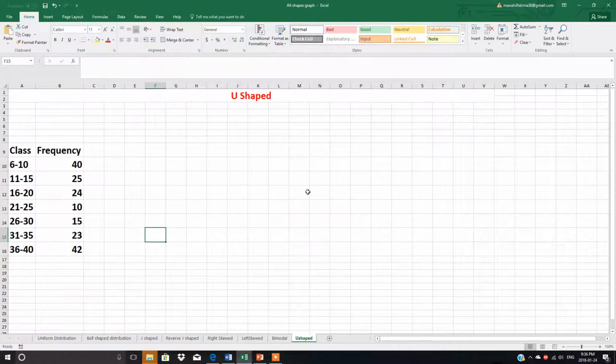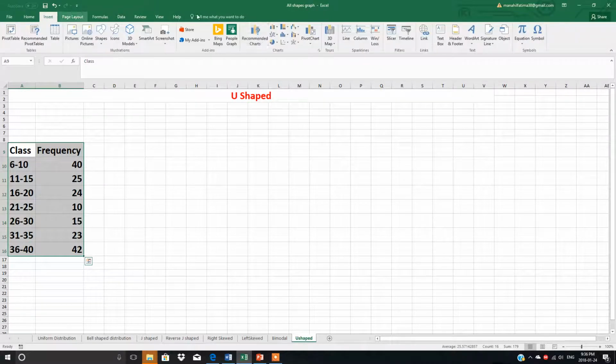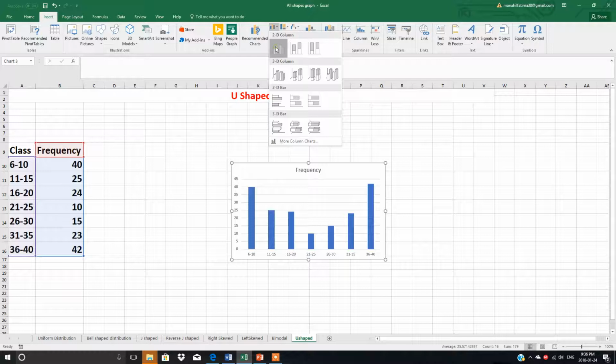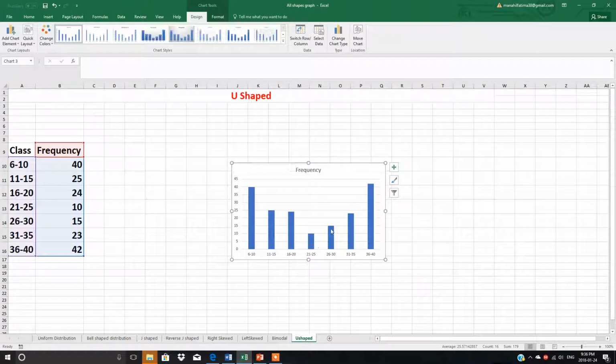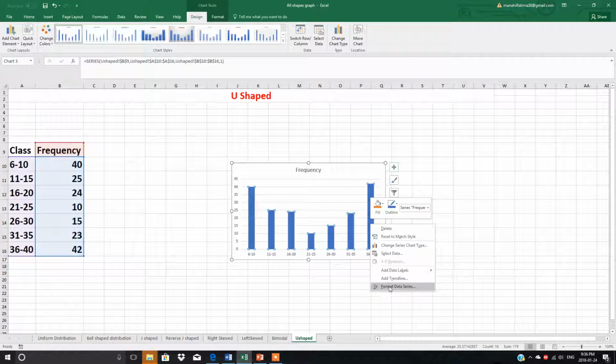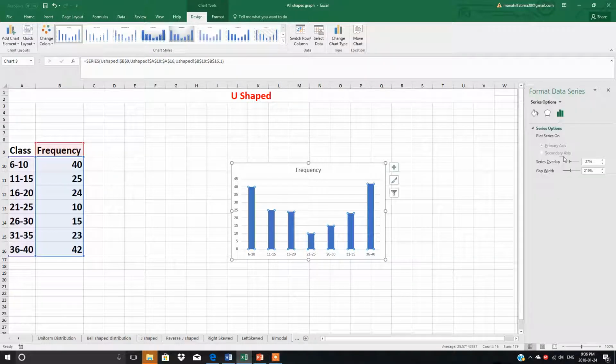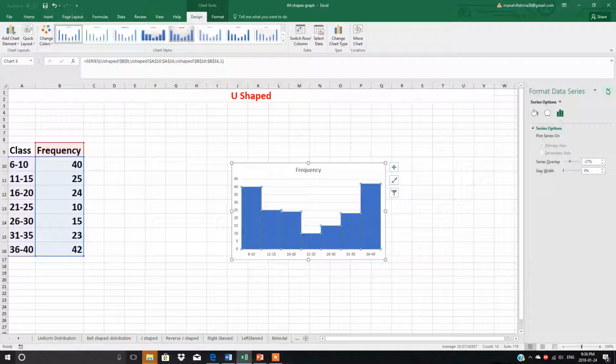And now we will discuss U-shaped distribution. It is very easy. When you make the graph of your data, I will show you from here again. You have to go here. From here you cannot see that this is similar to the letter U, but right click, format data series, and then remove this gap, this one.